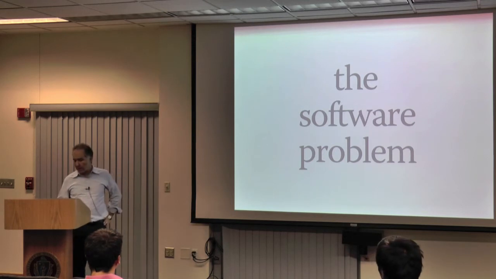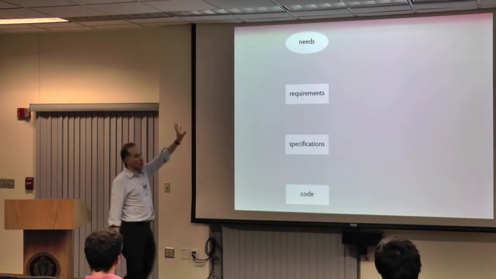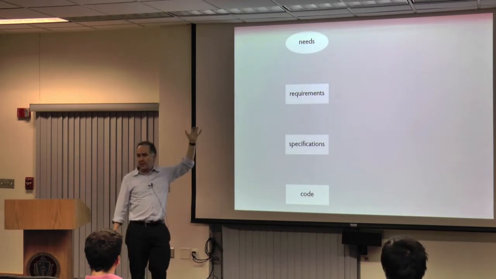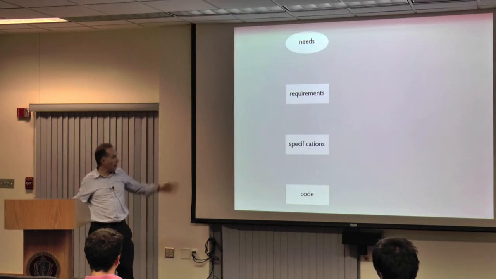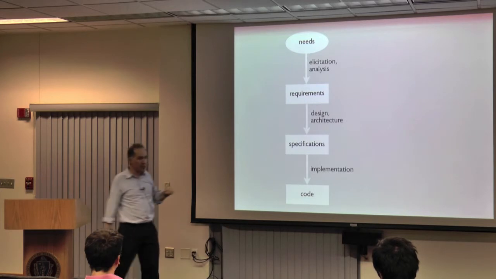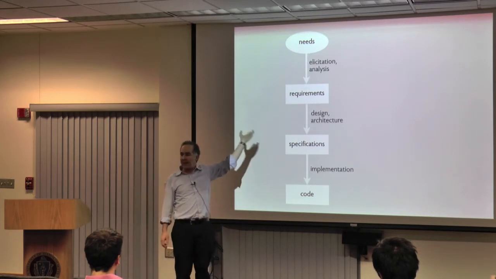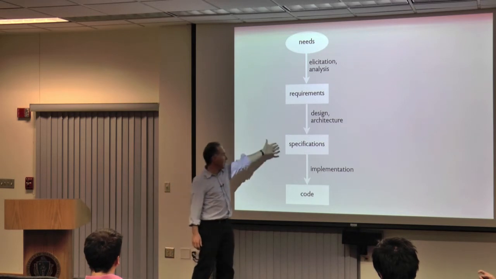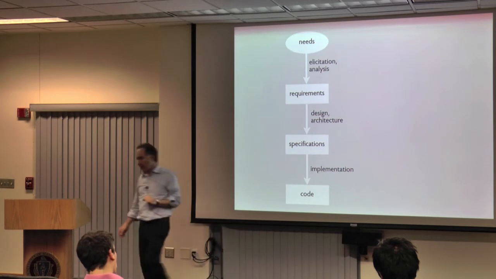So here's how I think about the software problem as traditionally conceived. You start out with a customer who has some unarticulated needs. And from that, you elicit some requirements. You then build some specifications for the software components, and then some code. And we have names for each of these activities. We call the first step elicitation or requirements analysis. The second step we typically call design or architecture. And then the third step, implementation.